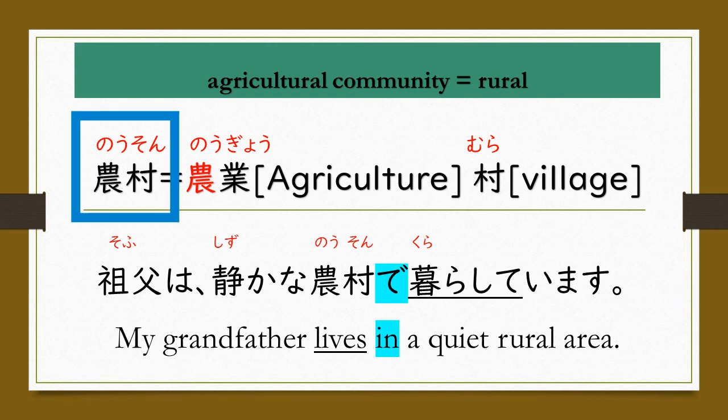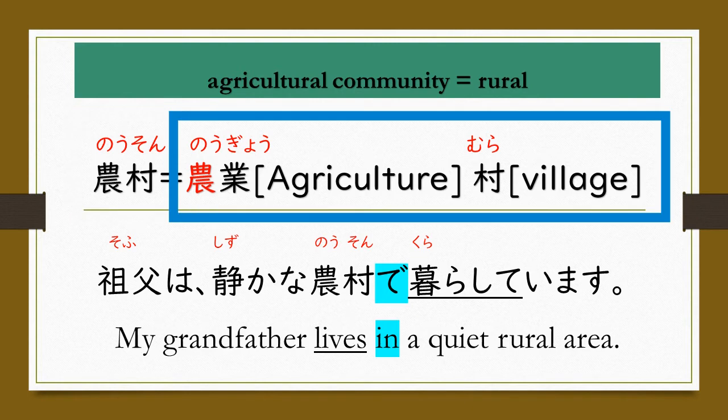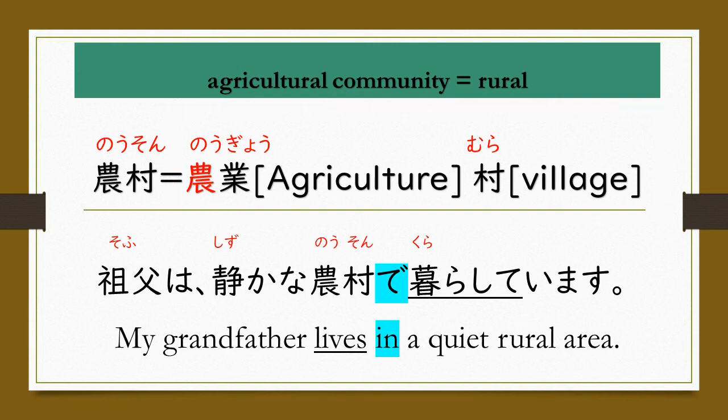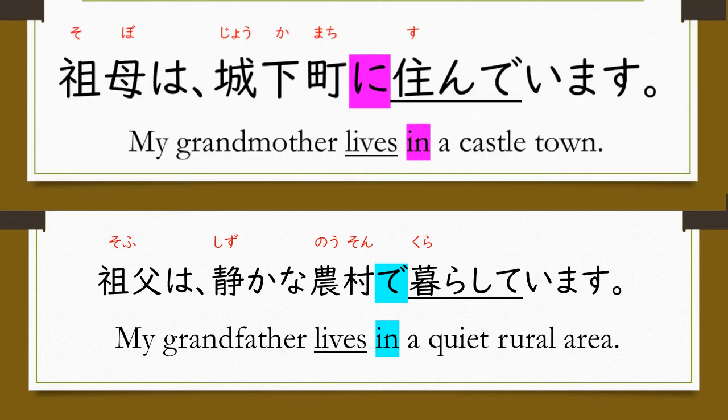Next, agricultural community equals rural area, like countryside. 農村. The meaning of kanji 農、農業, which is agriculture, and son is mura, village. Expression. 祖父は静かな農村で暮らしています。My grandfather lives in a quiet rural area. 静かな農村。祖父は静かな農村で暮らしています。Let's compare those two sentences.